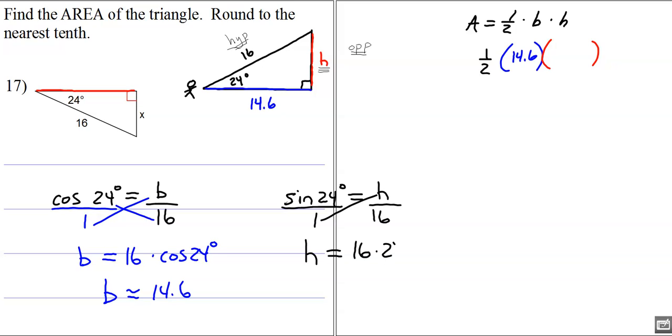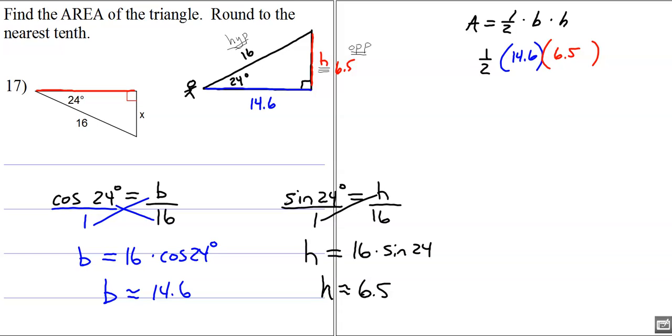16 times, getting ahead of myself here, getting a little too fast. 16 times the sine of 24. That's 6.5-ish. Roughly. So I got the height. The height is 6.5.